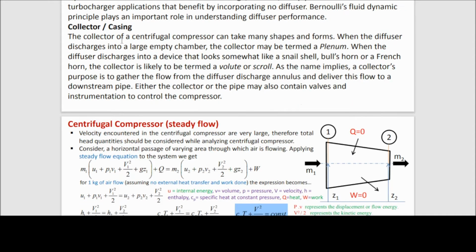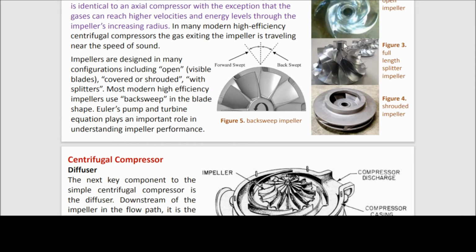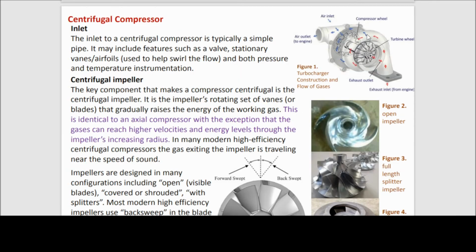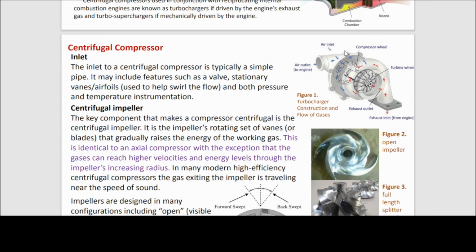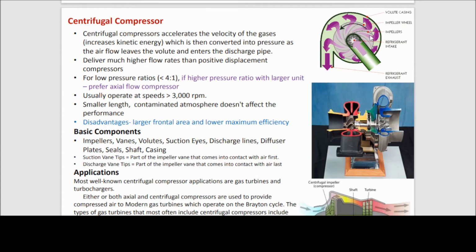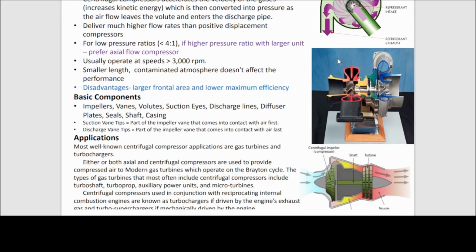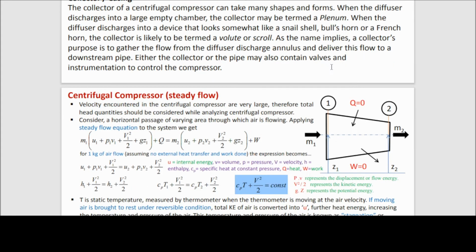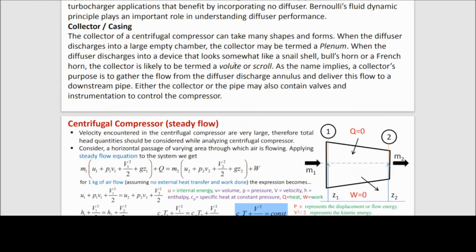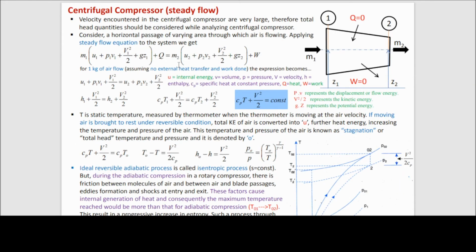So casing or collector we have already seen in this figure. This outermost part can be the collector, or here you can see this can be the casing or outermost part, and the plenum or scroll or volute casing, everything we can call by different names. So that's it for the collector. Now we will see the analysis part of this.